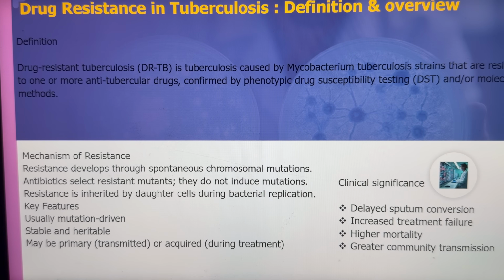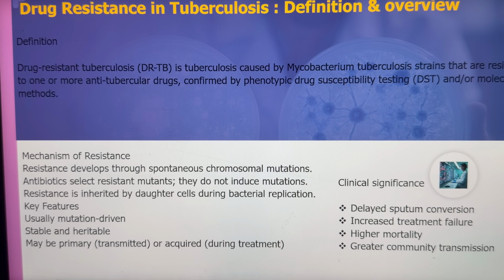Drug resistance in tuberculosis is therefore mutation driven, genetically stable, and heritable. Clinically, it may be primary resistance, where a patient is infected with an already resistant strain, or acquired resistance, which develops during treatment due to inadequate or inappropriate therapy.